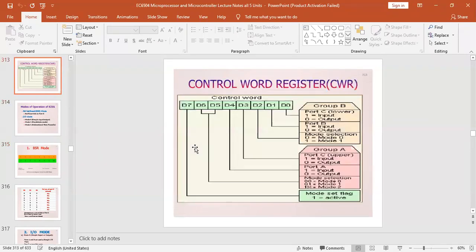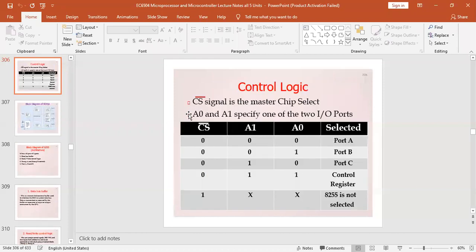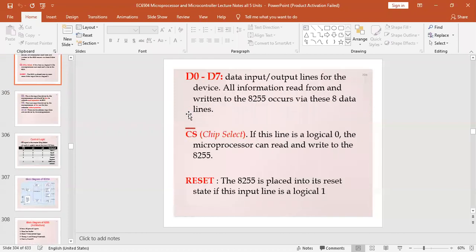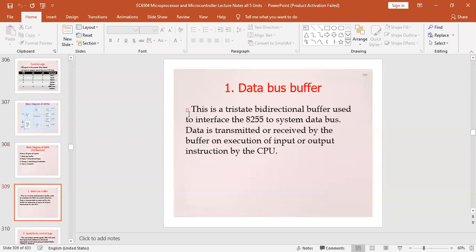Likewise, in IO mode, this D7th bit is always 1. If it is 0, whatever value we give here, it will not be considered. So take care about this D7th bit. The D7th bit is always 1 in IO mode. So in 8255, you have to know the pin diagram and block diagram. Then two modes are there, BSR mode and IO mode.